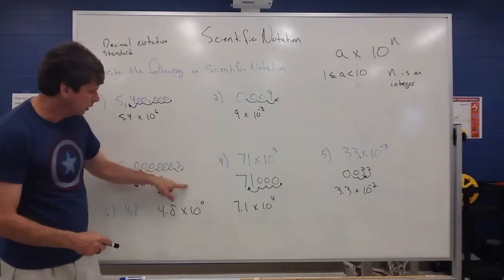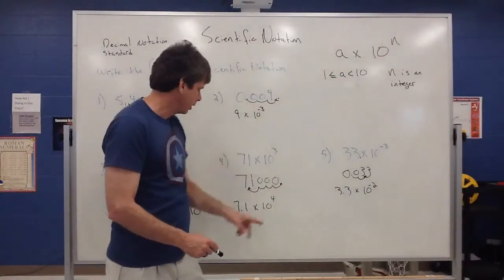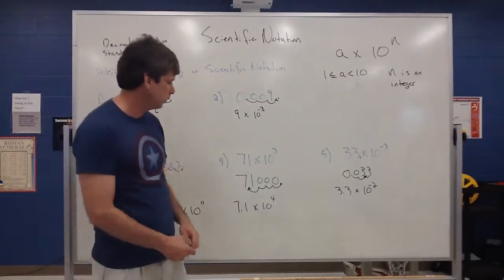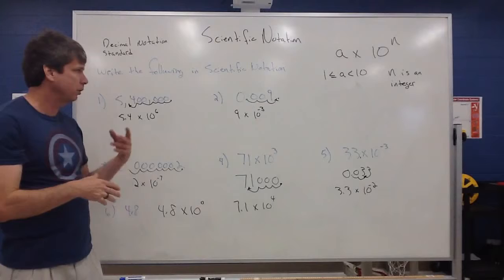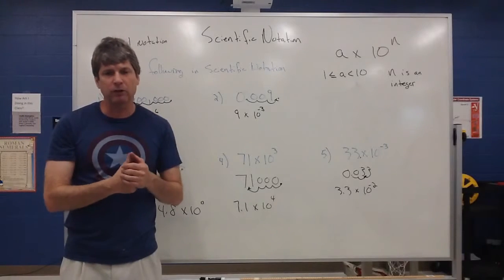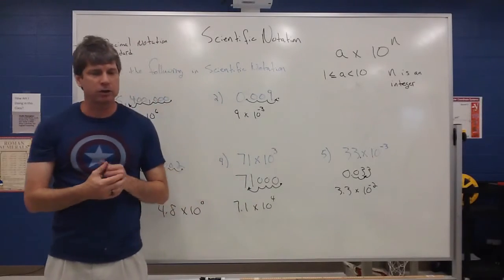But that would now be in scientific notation because my a is the 4.8, and my integer is a 0. So my n is a 0, and we succeeded. We got those in scientific notation. So let's move on. I think we're going to go the other direction. We're going to give you some things in scientific notation, and we're going to put them back into standard notation. So stay tuned.